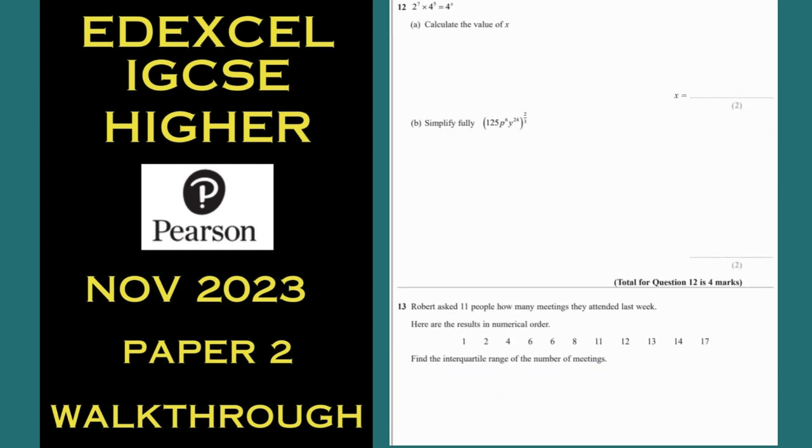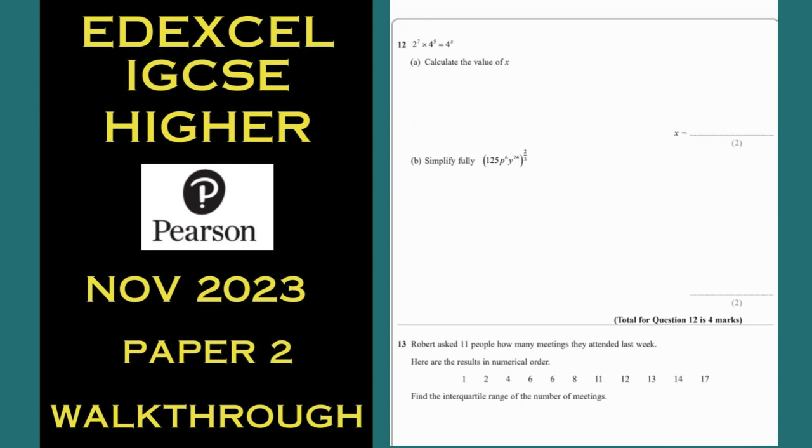On we go. Number 12. So we've got a powers question. What's the connection between 2 and 4? They are powers of 2. So you should straight away write everything as a power of 2. So 4 is 2 squared, but that's all to the power of 5. 4 is 2 squared, but that's all to the power of x.